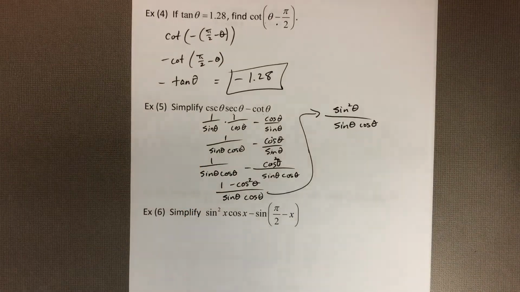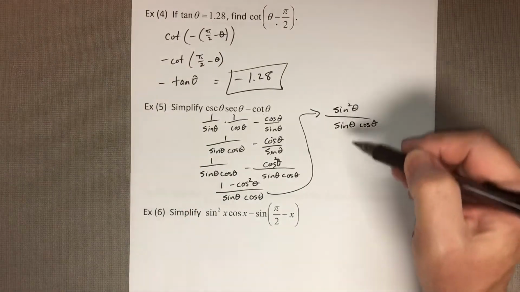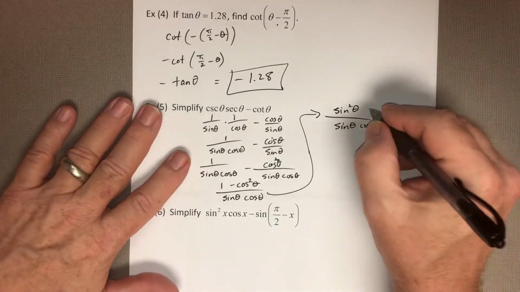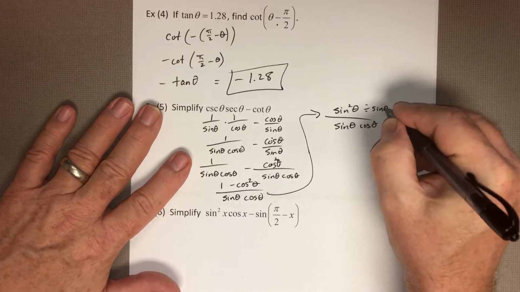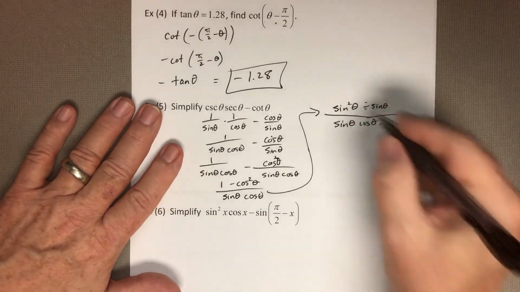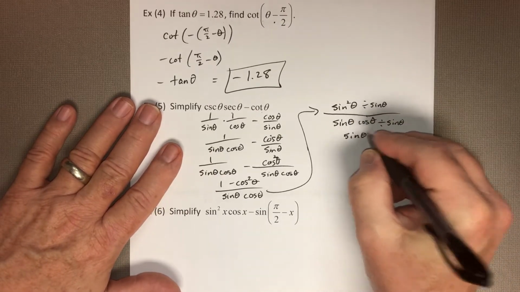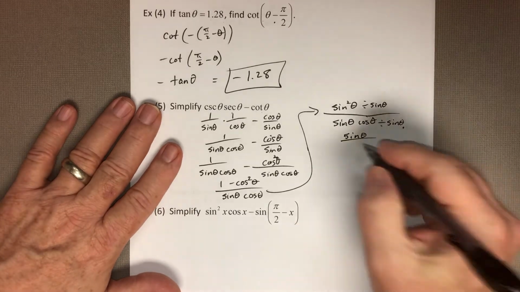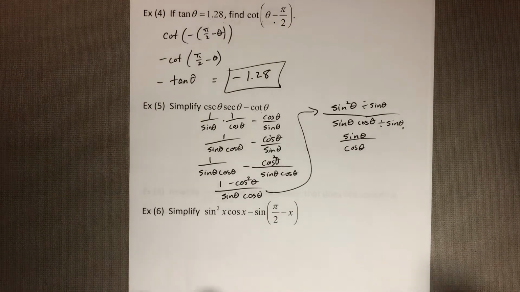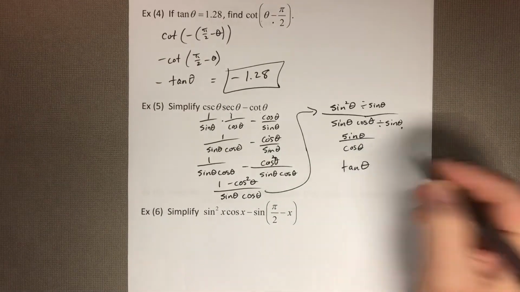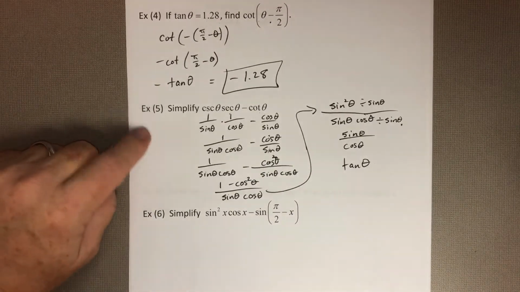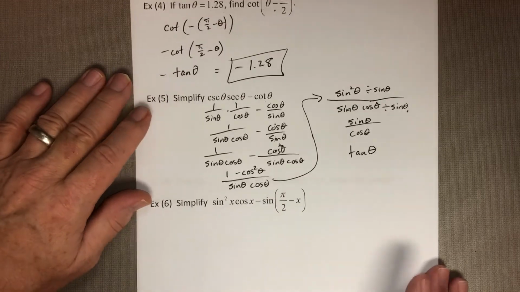Well, now I have a common factor among the numerator and the denominator. That common factor would be the sine of theta. So if I divide both the numerator and the denominator by the sine of theta, up top I get the sine of theta. This sine of theta and that sine of theta would cancel, leaving the cosine of theta. And the sine of theta divided by the cosine of theta is simply the tangent of theta. So that's all the same thing as the tangent of theta. Okay, let's go to number 6.